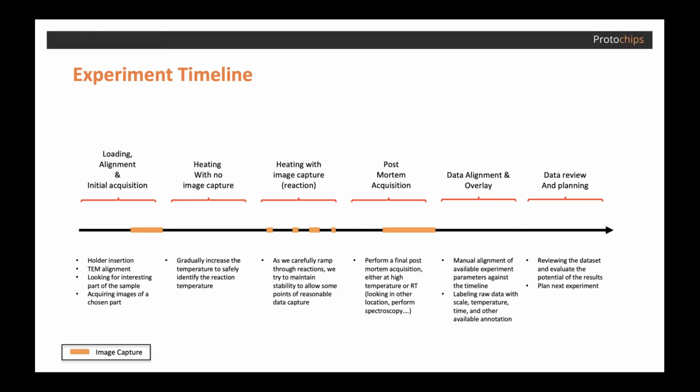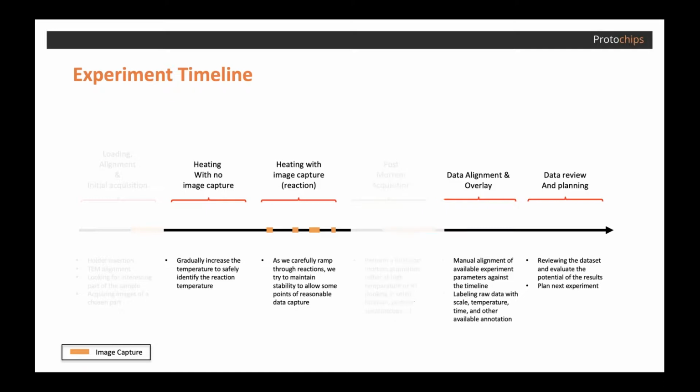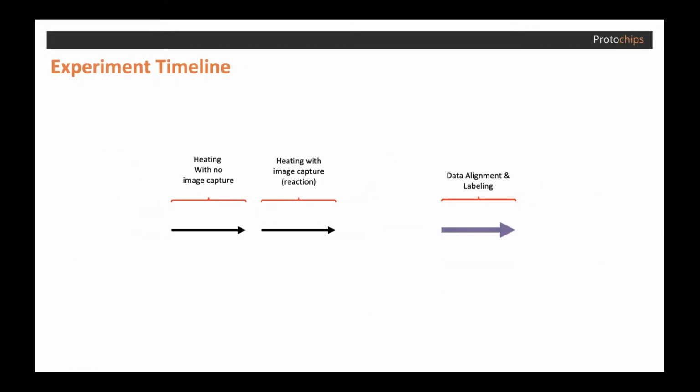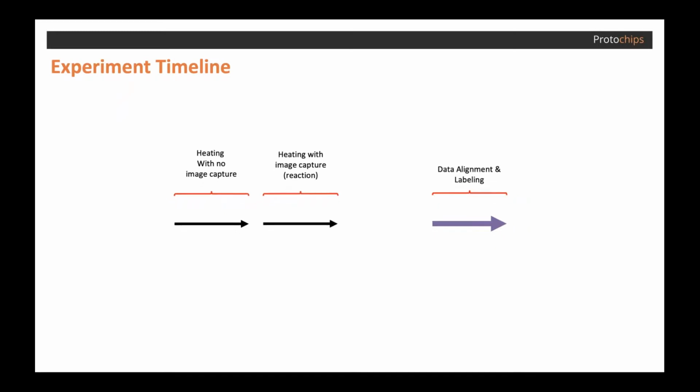So since there are 3 parts in this experiment which are virtually the same whether we used AXON or did not use AXON, we're going to remove them to let only those portions remain that are available for enhancement. Therefore, we'll remove loading and finding our initial image area at the beginning, the post-mortem steps, and finally, we'll take out the data review and planning section at the end. So let's combine these remaining sections of our experiment.